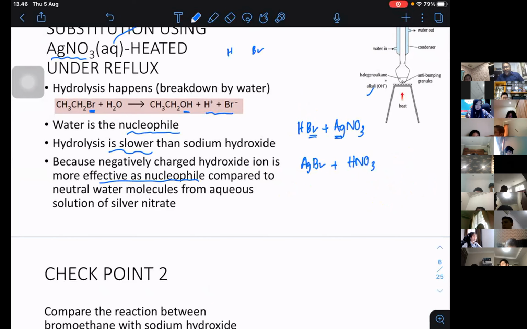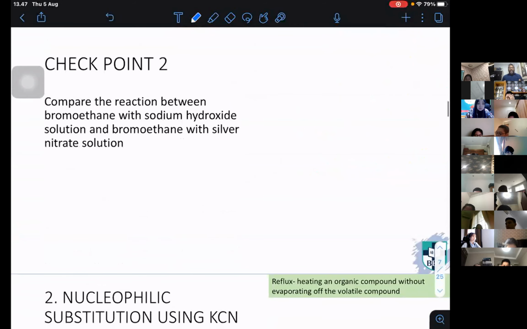I discussed this in the first or second lecture before this. As an AS or A level chemistry student, you should know AgCl, AgBr and AgI. They form precipitates, and you should know the color of those precipitates. The color of AgCl is white, the color of AgBr is cream, and the color of AgI is yellow. I keep repeating the same thing because it is very, very important. So this is going to be the observation. Let's look into this checkpoint and see what we have learned so far.